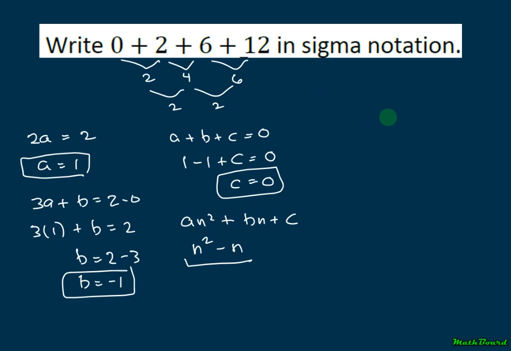Therefore, the sigma notation is the summation of i squared minus i from 1 to 4. The summation of i squared minus i from 1 to 4.